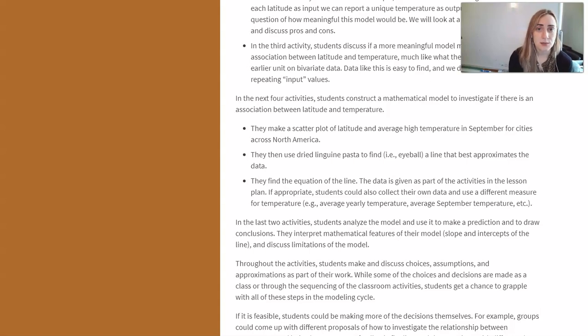And the data is already given to us as part of these activities. And then in the final activity, students will analyze the model and use it to make a prediction and draw conclusions. They're going to interpret the math features of their model, slope and intercepts of the line, and discuss the limitations of the model, which is another excellent aspect of this project.